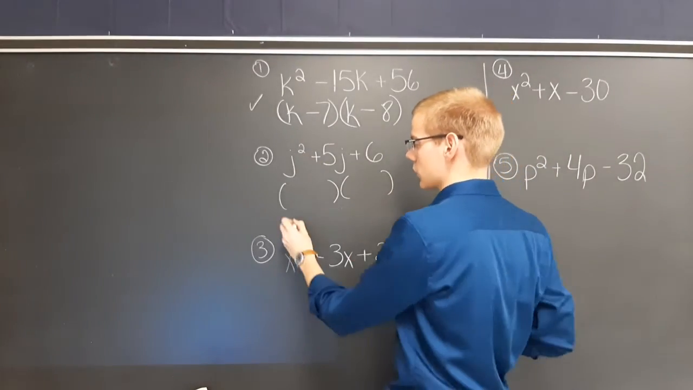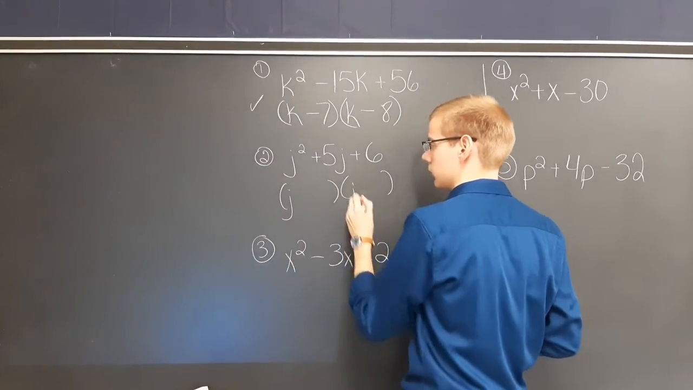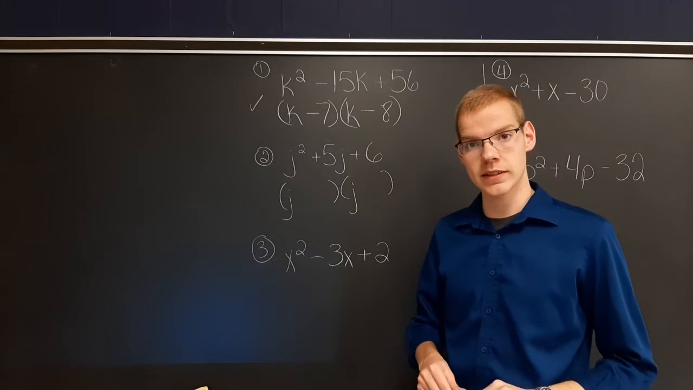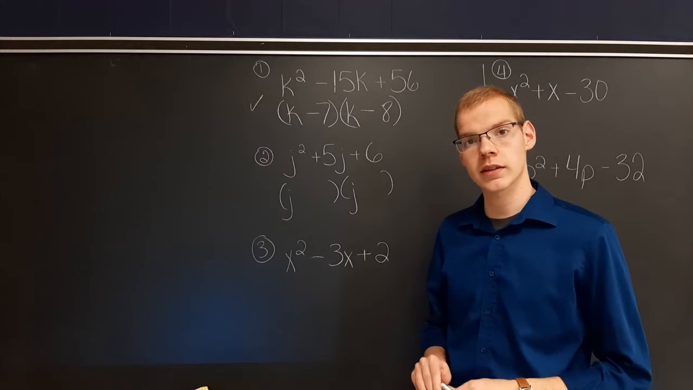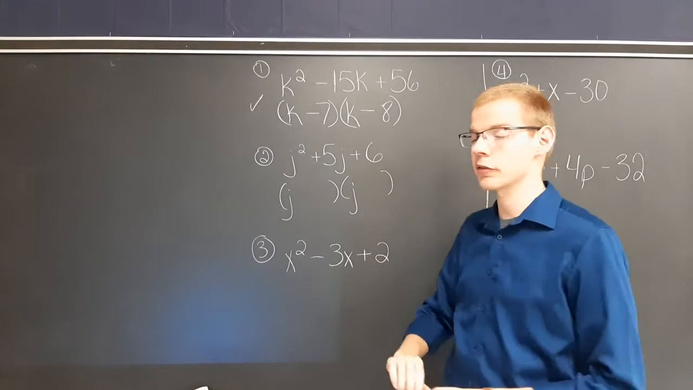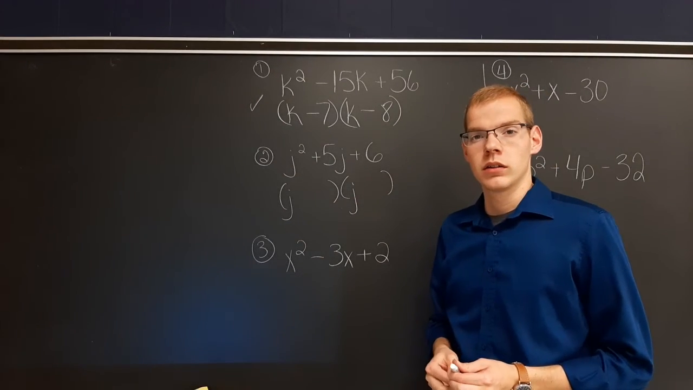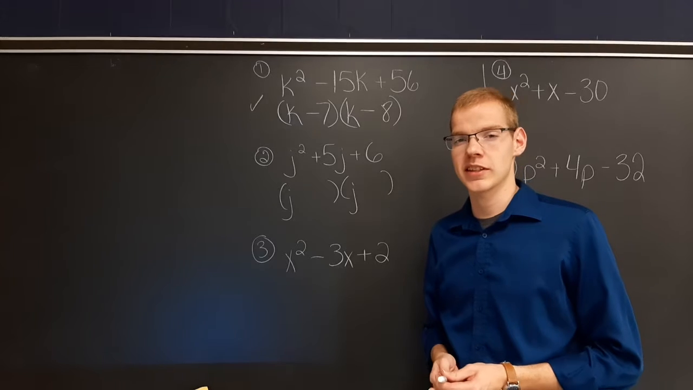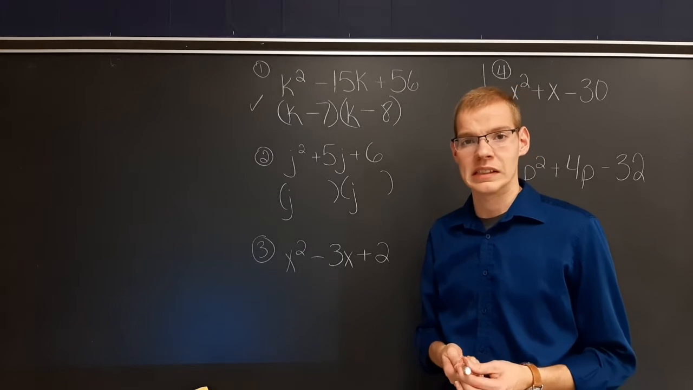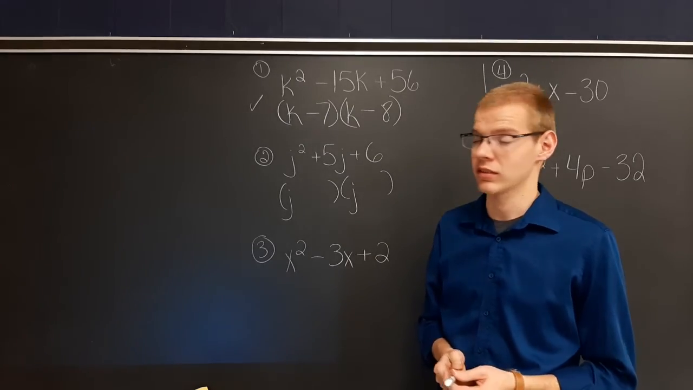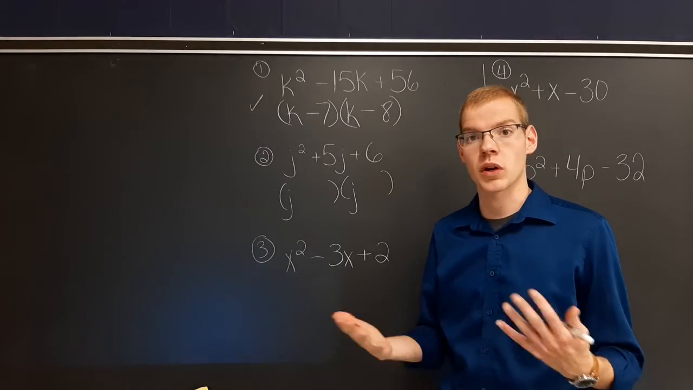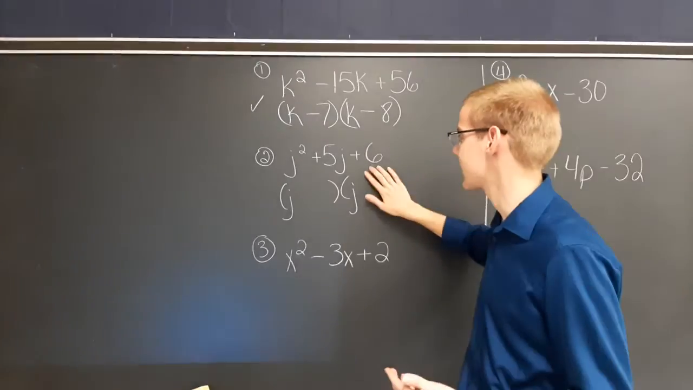So square root of j squared is j. Now, two numbers multiplied to get 6 and added or subtracted to get 5. Normally, I've seen most of the time, people go to 6 and 1. Oh, that should work. It doesn't. Especially not if they're both positive.